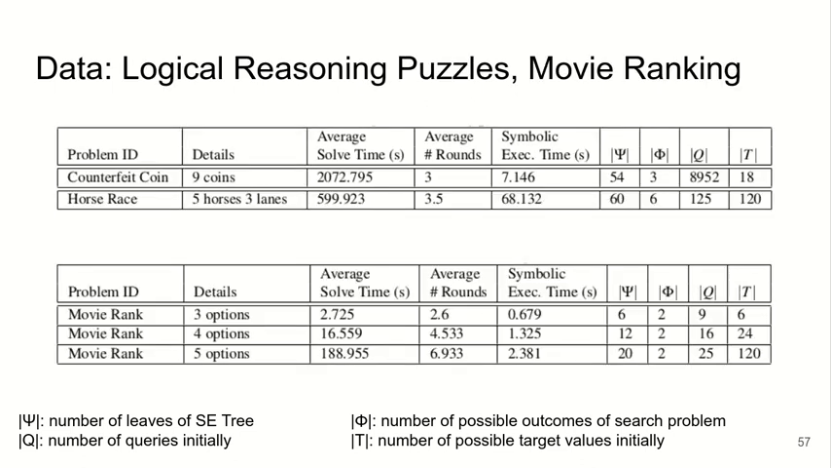The first 2 search problems here, Counterfeit Coin and Horse Race, are modeled after logic puzzles. The counterfeit coin problem asks players to find which coin is either heavier or lighter than all of the others by balancing coins on a scale. Horse Race asks players to determine the ordering in which 5 horses will finish a race by only racing 3 at a time. The movie ranking puzzle is very similar to Horse Race, except it only allows 2 movies to be compared at a time. And some of these puzzles take quite a while to solve, you'll notice.